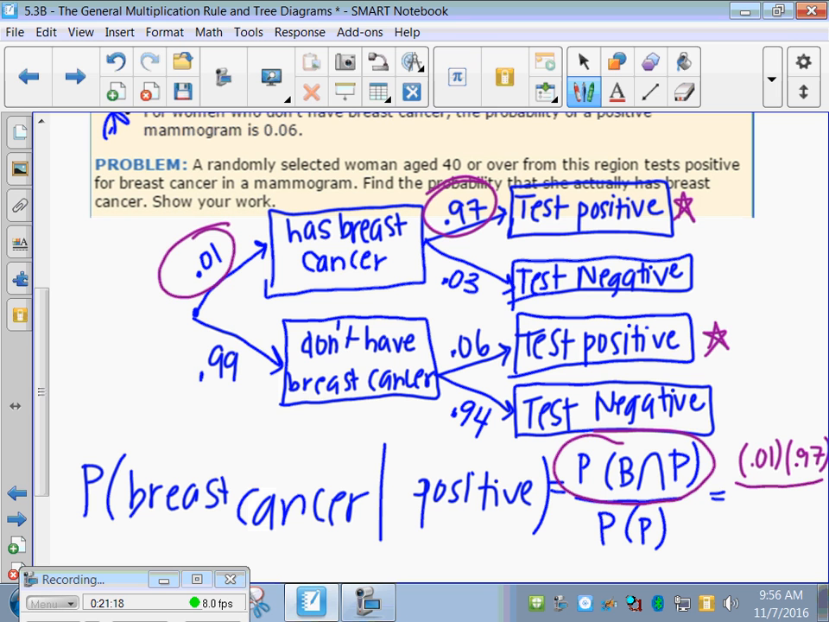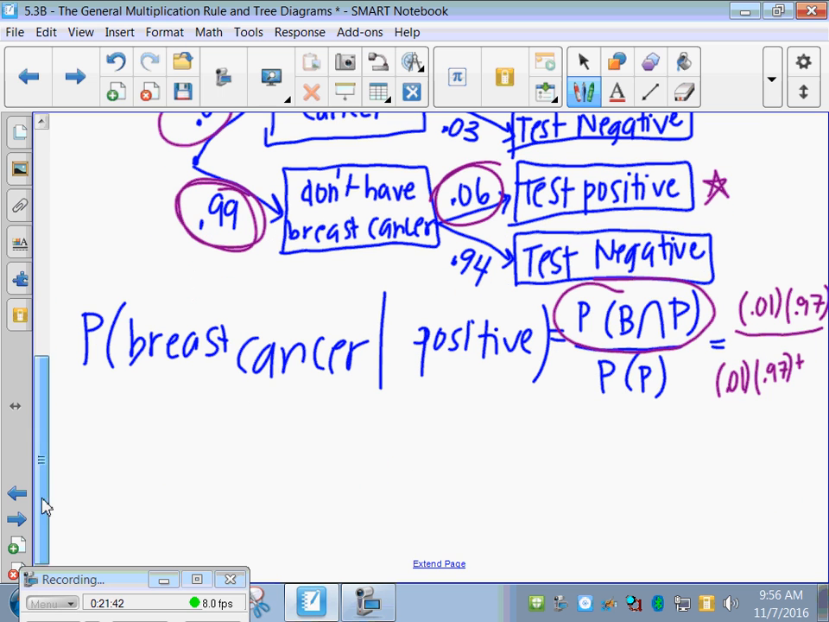Similar to what we did in the Federer example, where we added them at the end, right? There were two ways of winning, and then we added them to get the total. So this is the same thing. So to test positive, we have this way here, 0.01 times 0.97. Or there can be this way here. You can not have breast cancer and still test positive. So we add 0.99, I'm sorry, I ran out of room, 0.99 times 0.06. Okay, so multiply that plus multiplying that. Those are our two ways to test positive.